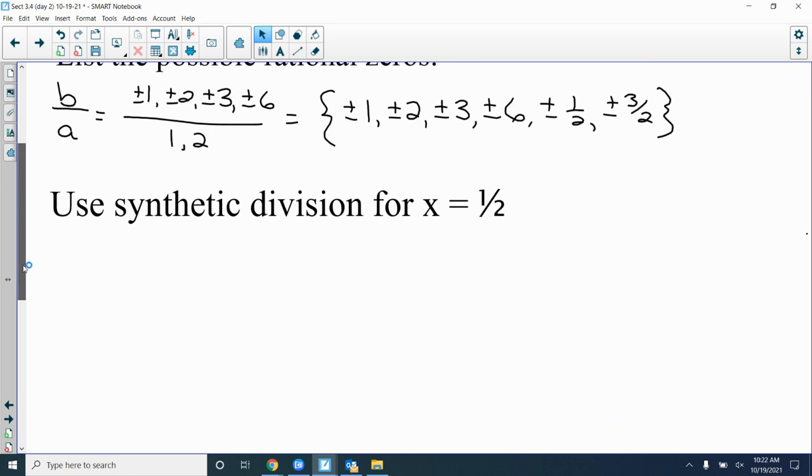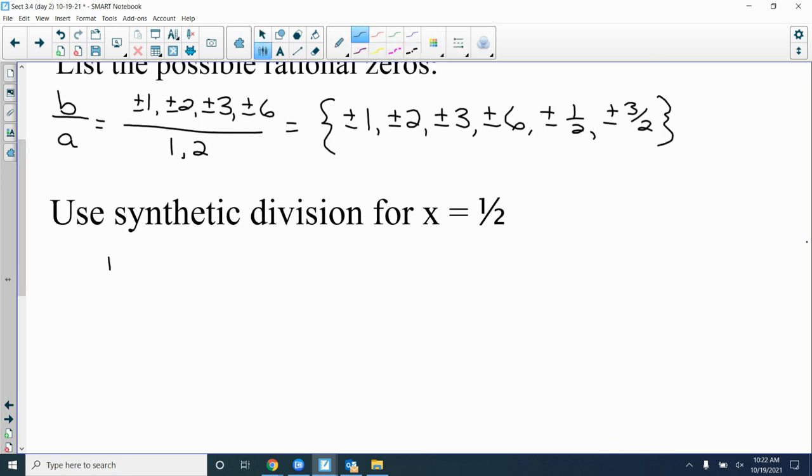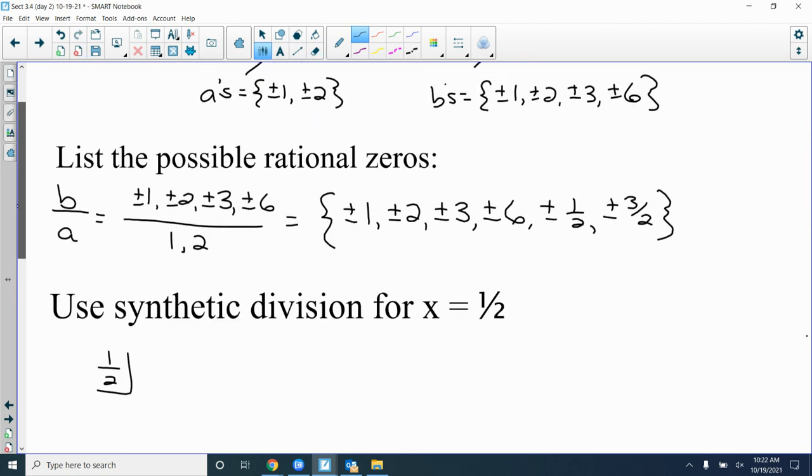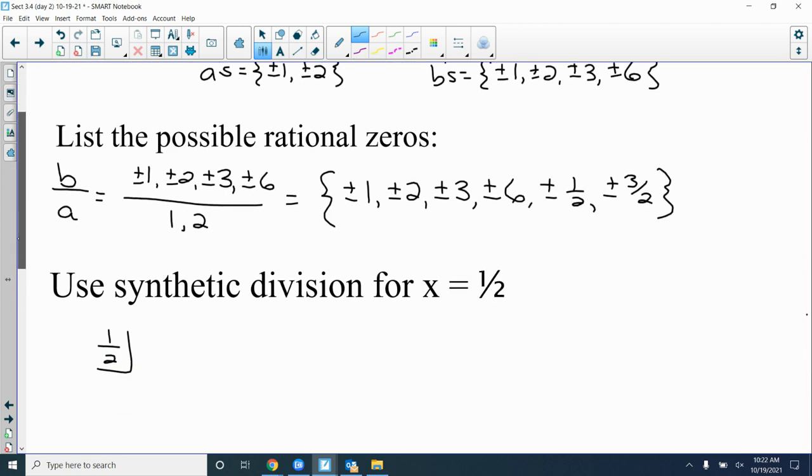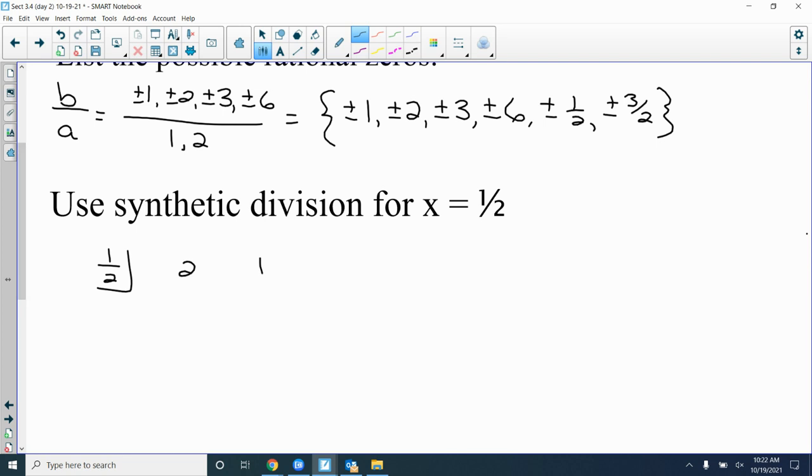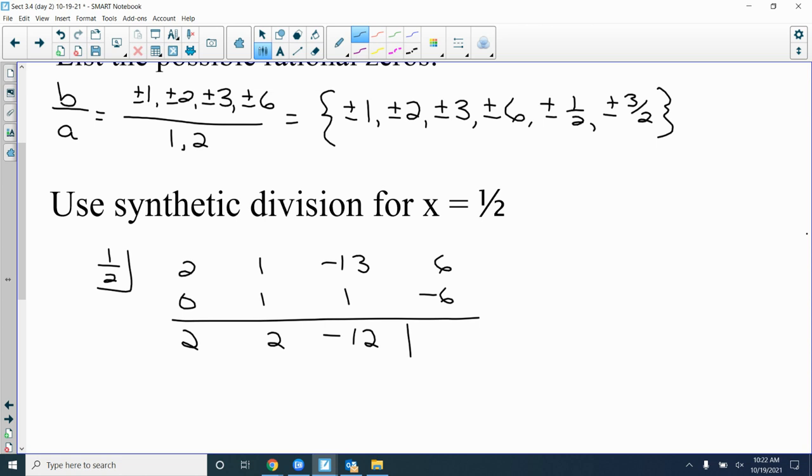So now here's what we got. Synthetic division. 1/2 is here. I got 2, 1, negative 13, 6. Always start by bringing down the 2. Add 1, 2 times a half is 1. Negative 12 times a half is negative 6. 0. All right, what does it look like in factored form at this point? 2x minus 1. All right, 2x minus 1.